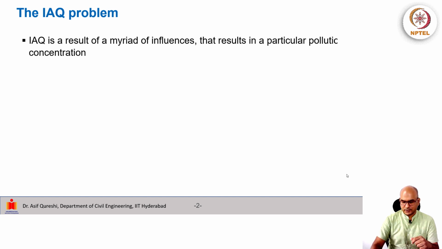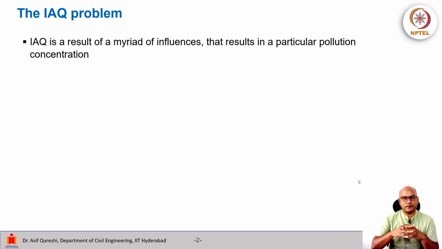And as we know, this is a very complex situation. Indoor air quality is a result of many competing influences that act together with each other. So it can be anything synergistic or antagonistic. After these many influences, we will arrive at a particular pollution concentration, and the influence can be the nature of the building, what goes inside the building, what is the purpose of the building, and the human activity.